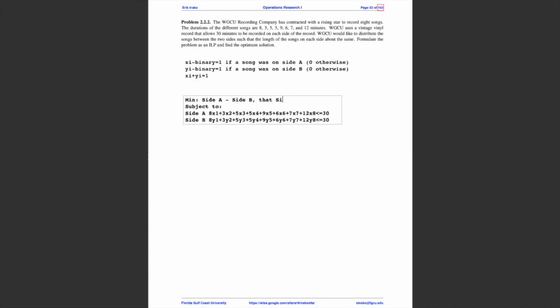Or we can just assume that side B is bigger than side A later, after we get the result, and just flip the songs to the opposite side. So like I said, I'm just making an assumption that side A is longer than side B, and we're trying to minimize the difference between the two. So we don't use the absolute value in this case.